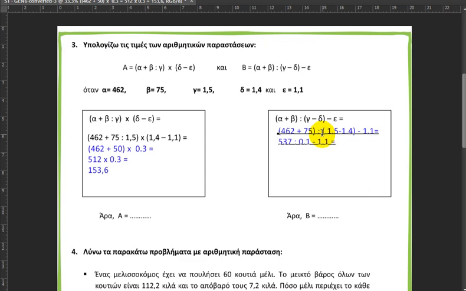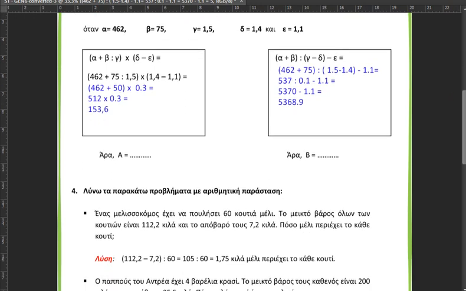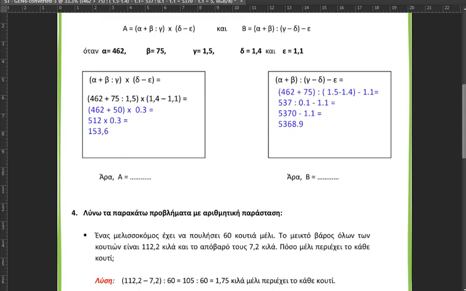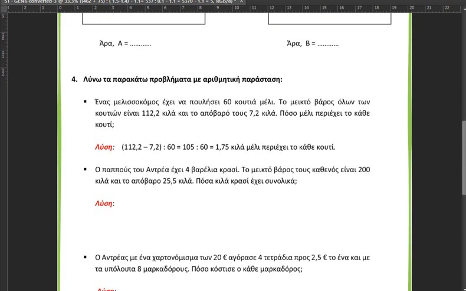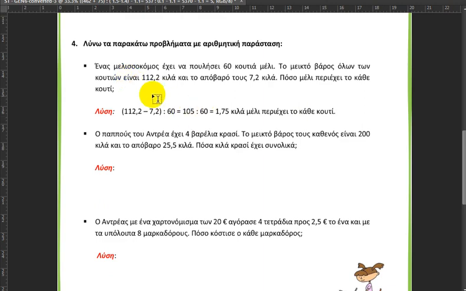And this is going to equal 5,370 minus 1.1, which is equal to 5,368.9. There we go. So those are our answers. All right. So here the first problem is solved. Let's go for the next one.